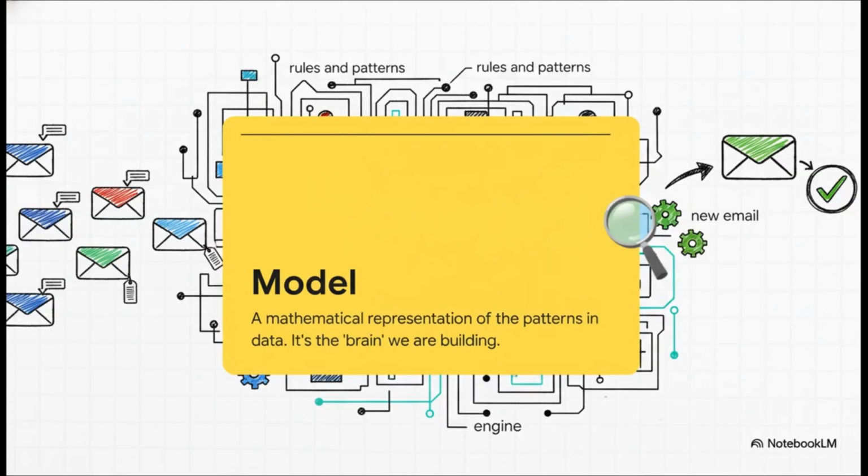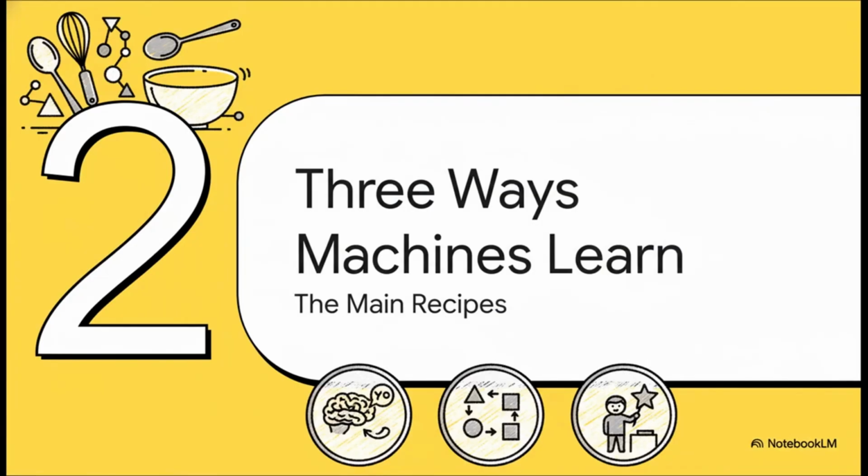And finally, we have the model. You can just think of this as the brain that we're building from scratch. We're going to feed it thousands and thousands of emails, showing it all the features and the correct labels. Over time, the model starts to see the patterns. It's the engine that'll eventually look at a brand new email and predict its label. Okay, so we have our ingredients right. We've got data, which has features and labels, and we want to build a model.